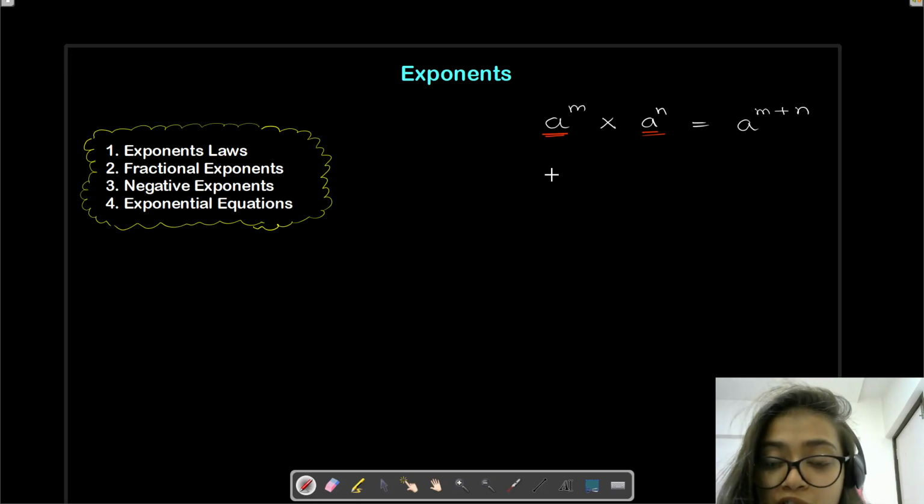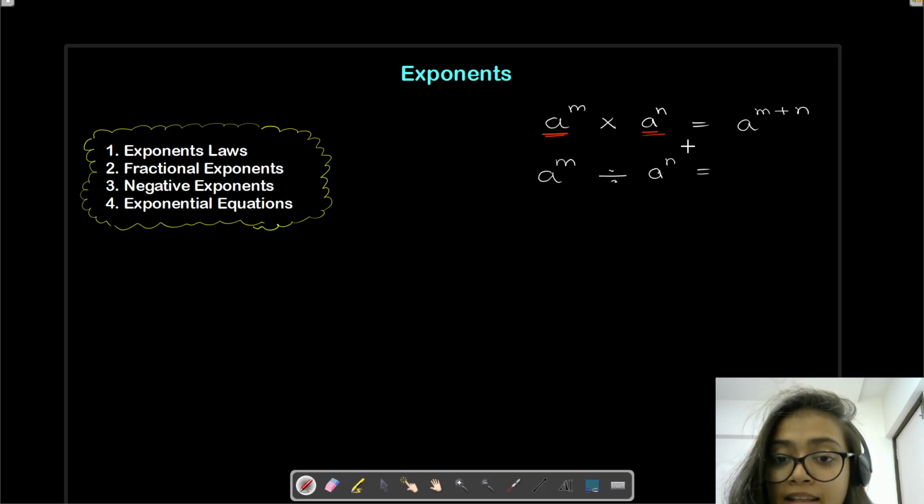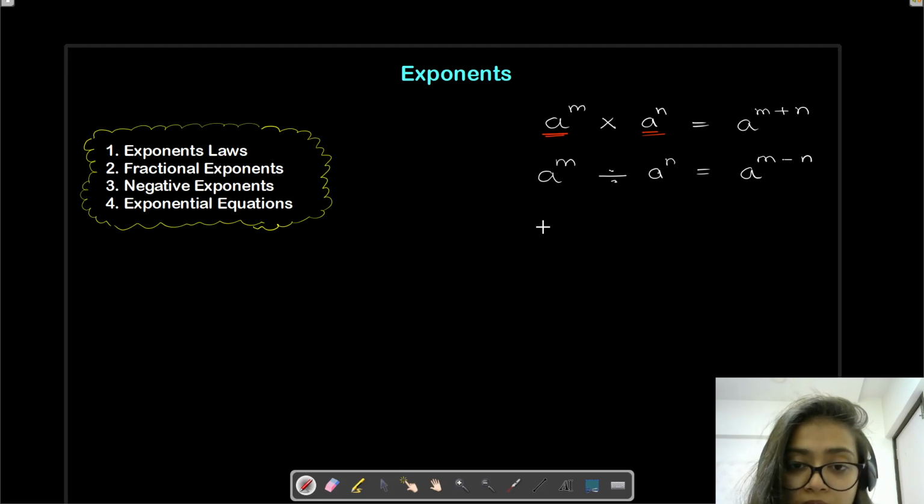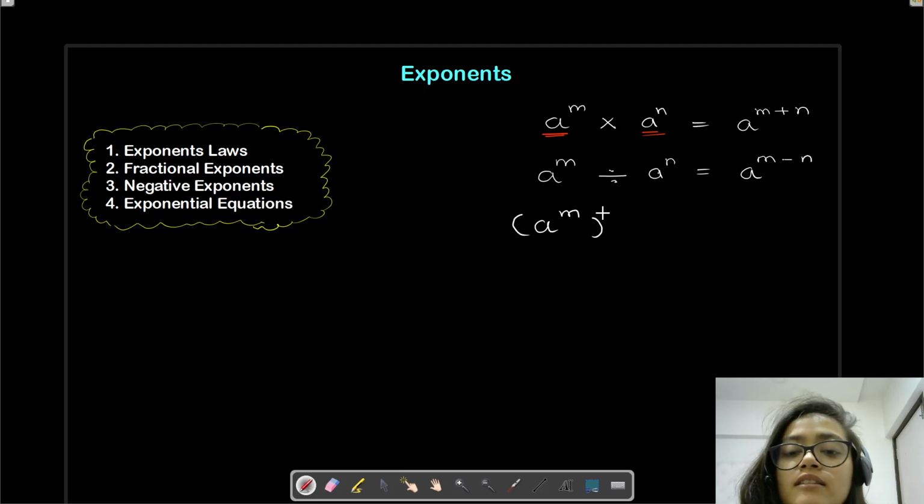Then we have a similar case for division. If you have a raised to m divided by a raised to n, in this case your exponents will be subtracted. So this will be equivalent to a raised to m minus n. Then we have the power of a power rule. If you have a raised to m, that's a power, and this is raised to n, in this case your exponents get multiplied. So you get a raised to m times n.